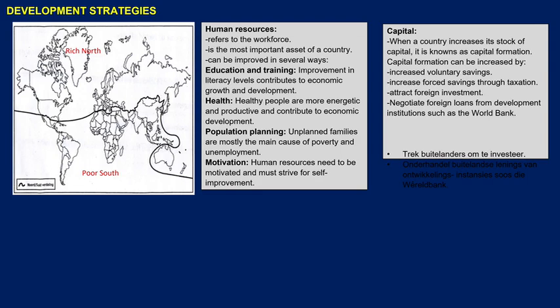Capital. When a country increases its stock of capital, it is known as capital formation. Capital formation can be increased by increased voluntary savings, increased forced savings through taxation, attracting foreign investment, and negotiating foreign loans from development institutions such as the World Bank.